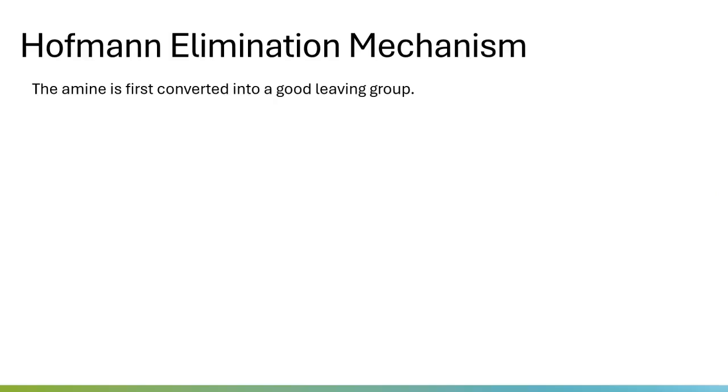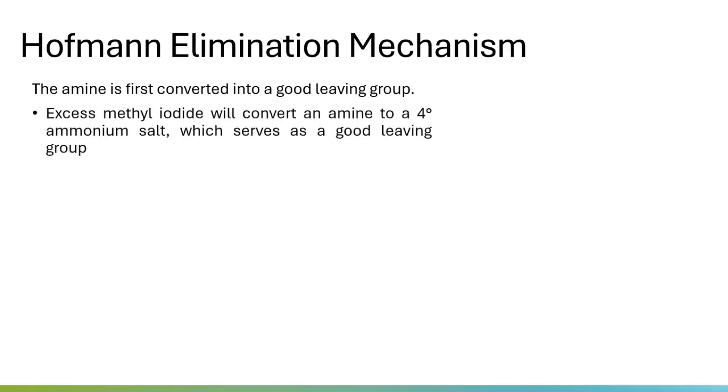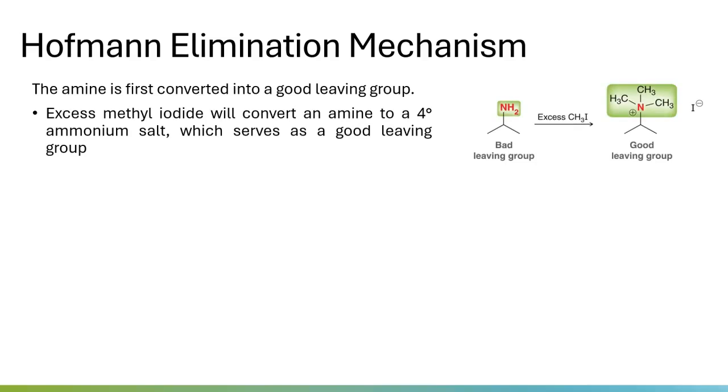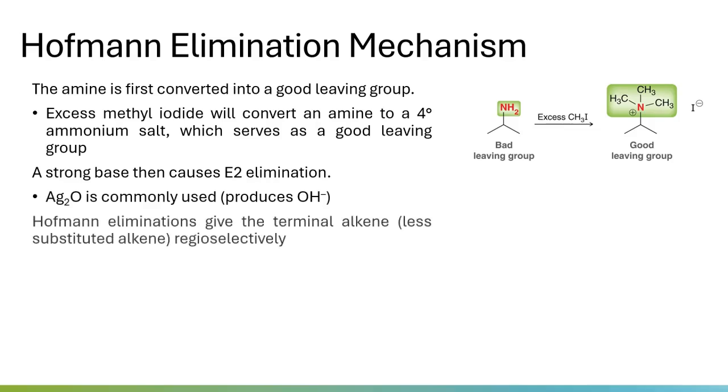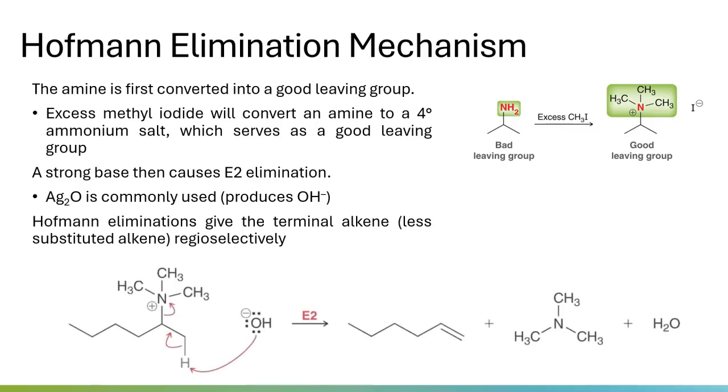Excess methyl iodide will convert an amine to a quaternary ammonium salt, which serves as a good leaving group. A strong base then causes E2 elimination. Silver oxide is commonly used because it produces hydroxide. Hofmann eliminations give the terminal alkene because it is the Hofmann product, and it's regioselective for it.